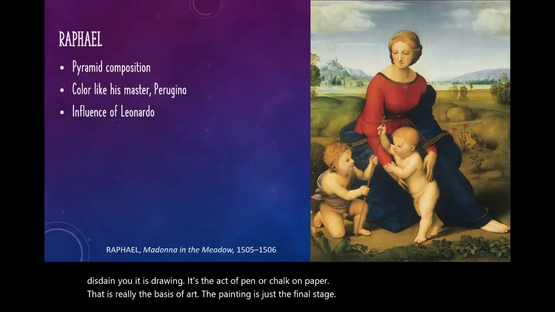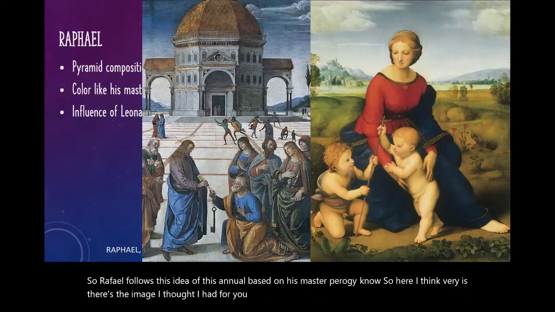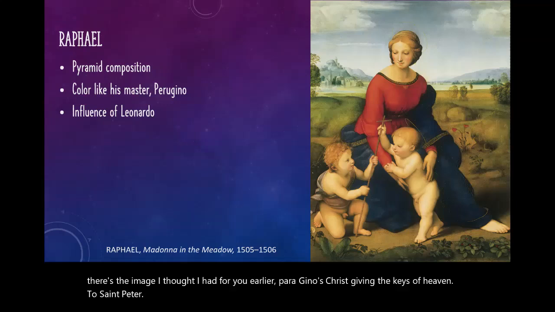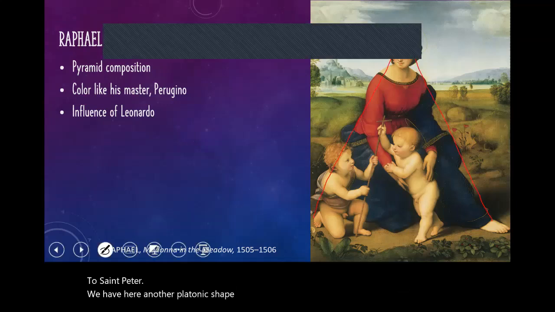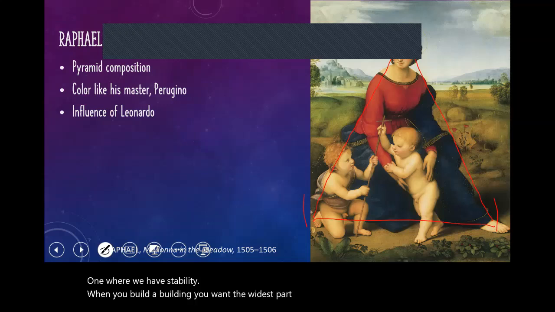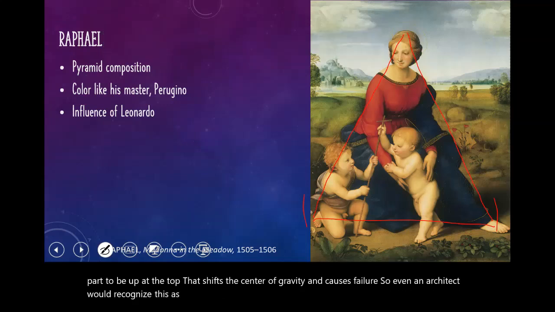So Raphael follows this idea of disegno based on his master Perugino. So here, I think there he is. There's the image I thought I had for you earlier. Perugino's Christ Giving the Keys of Heaven to St. Peter. We have here another Platonic shape, the triangle or the pyramid, an example of a very solid structure, one where we have stability. When you build a building, you want the widest part to be the base. You don't want the widest part to be up at the top. That shifts the center of gravity and causes failure. So even an architect would recognize this as stable in composition.